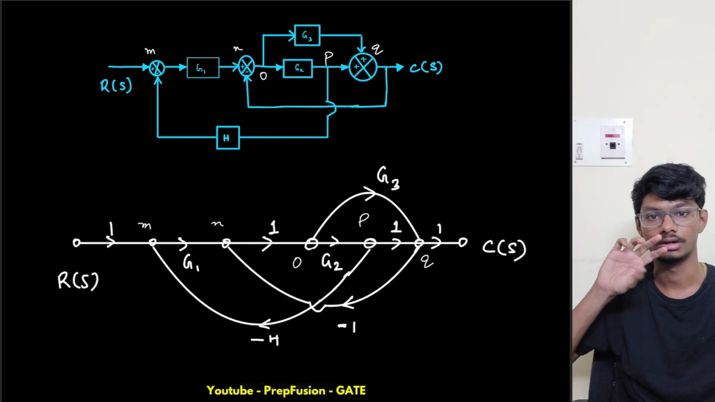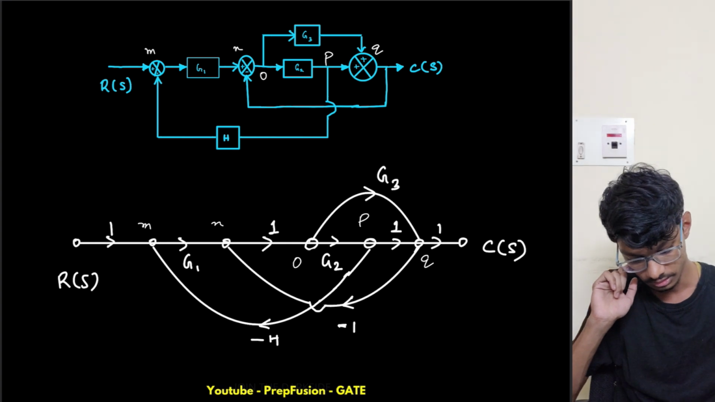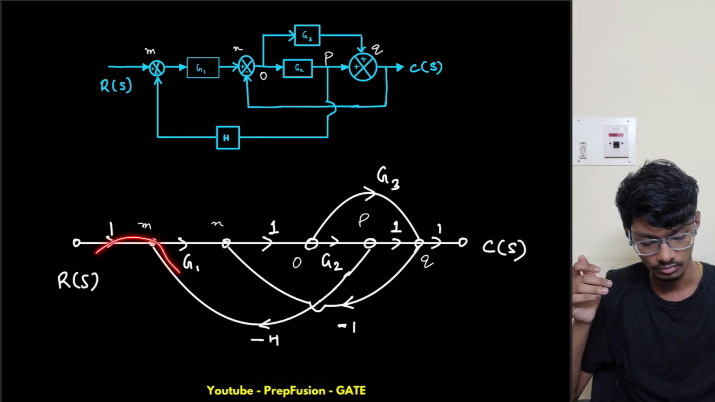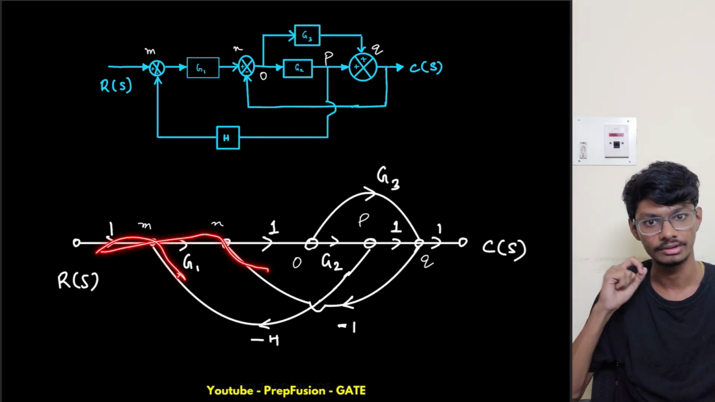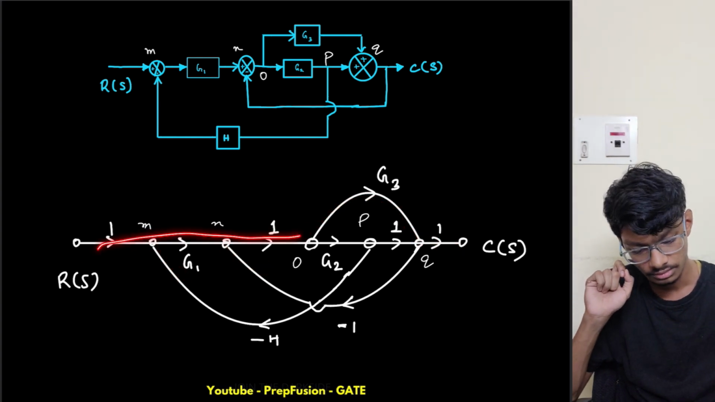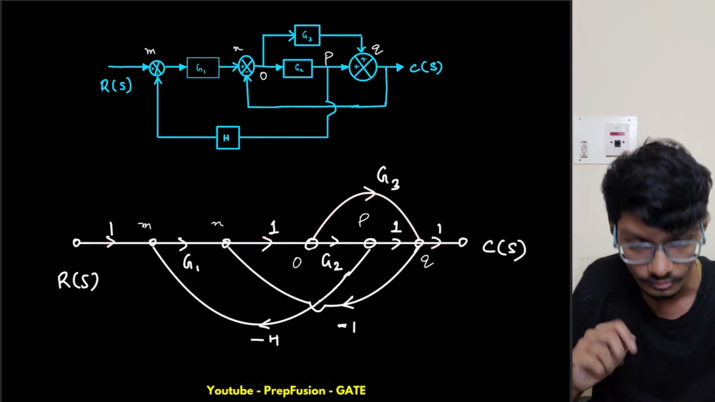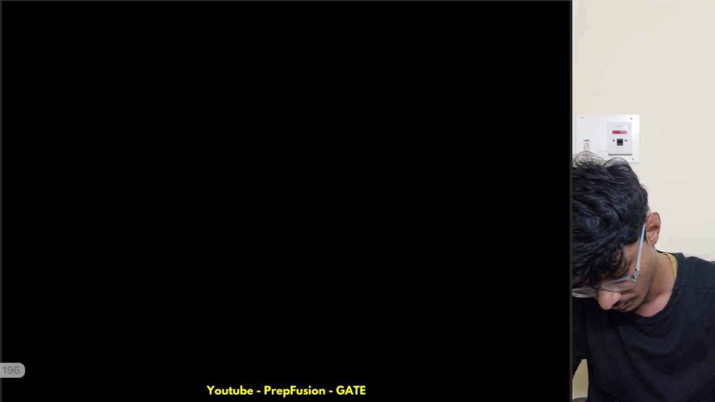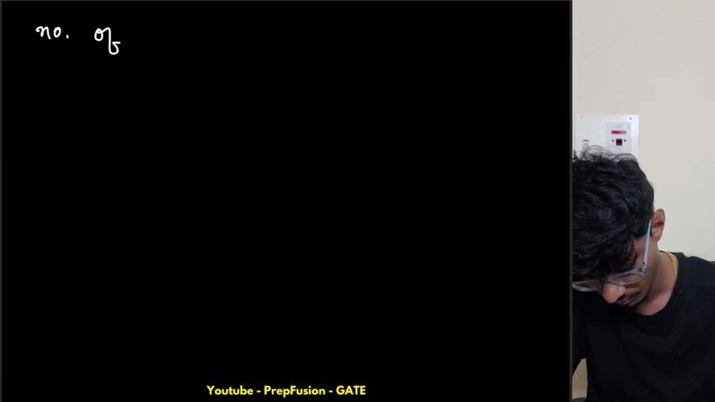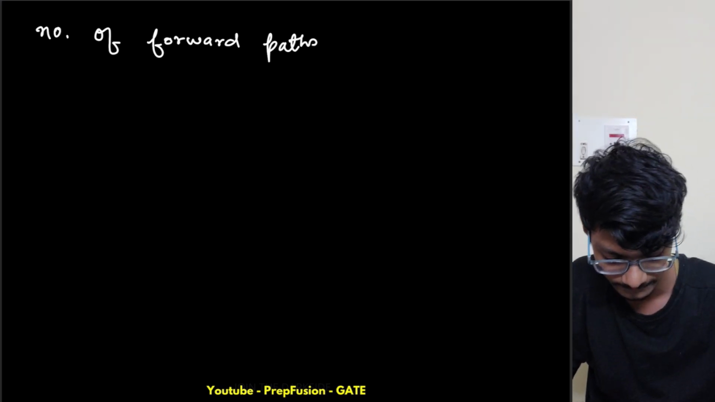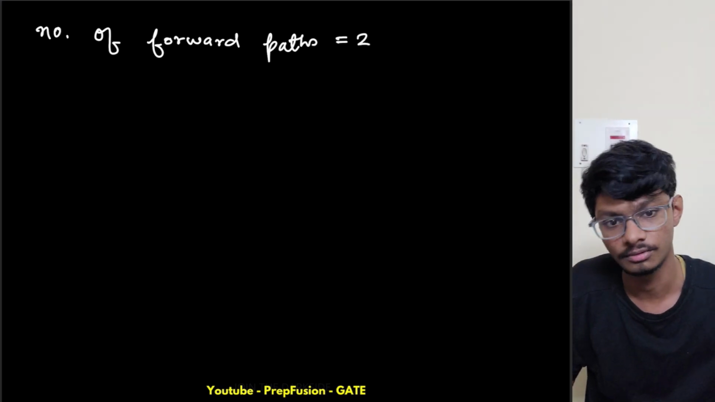Now let's find the number of forward paths. I can see this one is a forward path, from R to C. Is there any other? This one, no, we are going against the flow. This one, no, we are going against the flow. But this one, is this the forward path? Yes. So I can go from here to here also, right? So in this case we have two forward paths. Number of forward paths equals 2.